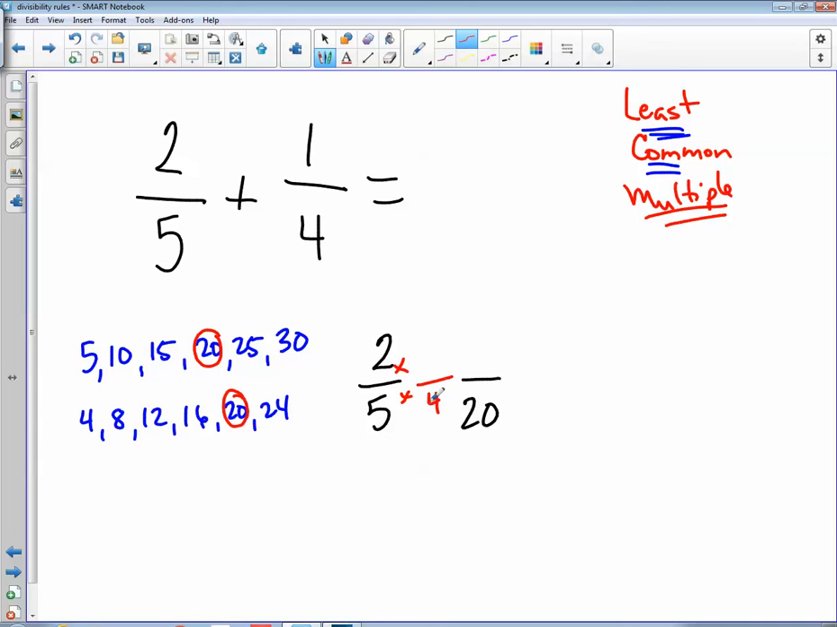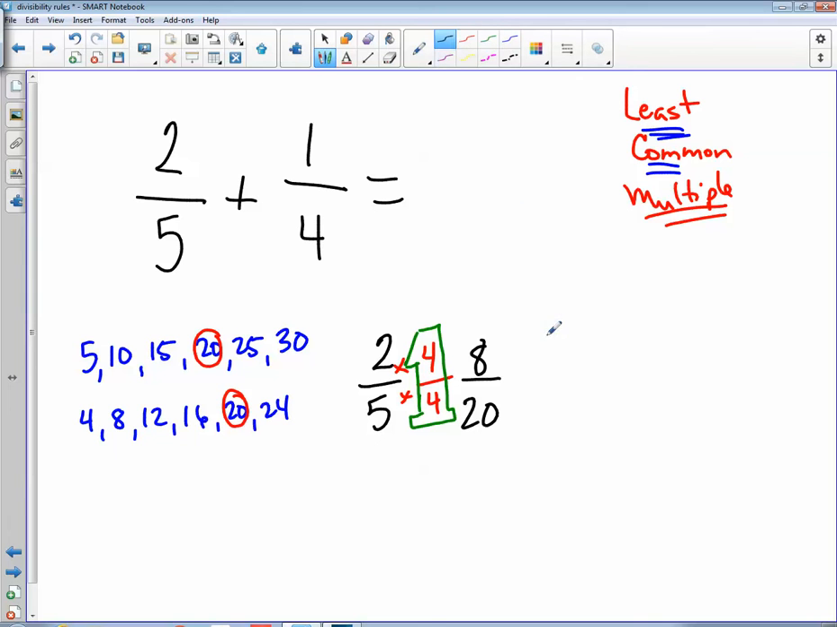Whatever we do at the bottom, with the denominator, I'm going to do the same thing with the numerator. So I'm also going to multiply 2 times 4, and that's going to give me 8. When I multiply 4 and 4, I'm actually multiplying 4 out of 4. That's the same as 1 whole. So since I'm multiplying by 1, what that means is that 2/5 is actually equivalent to 8 out of 20. Or these two fractions represent the same amount, just using different numbers.